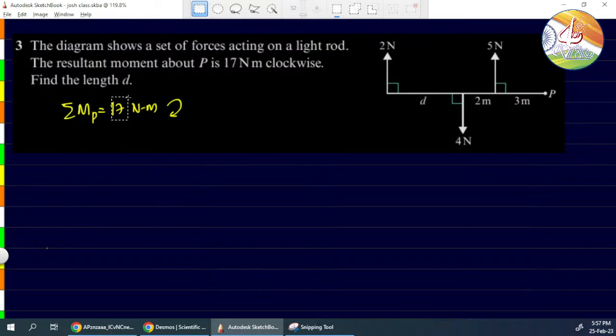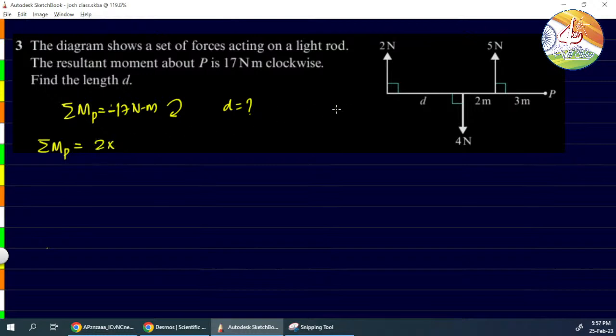So we take it as negative, minus. Now we have to find the value of d. Now let us take all the moments and add them together. So, sum of all the moments, take them one by one.